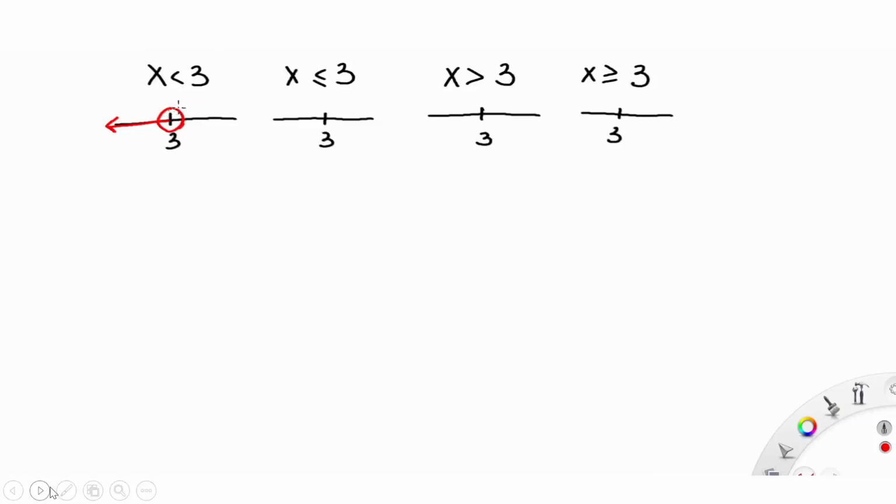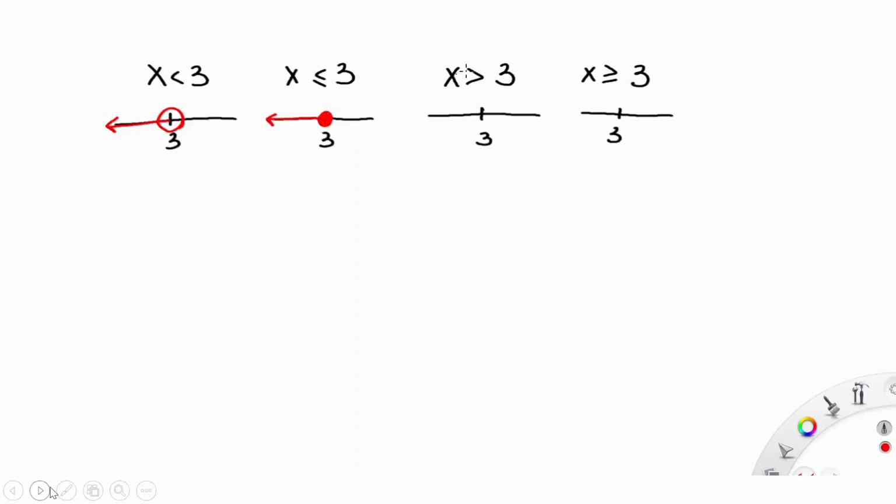So when I go to graph it, I have to make sure that I circle the 3 and leave it open. In this case, I have x is less than or equal to 3. So that means that it is all the numbers that are less than 3, and in this case, including 3. And I represent that by doing a solid circle.